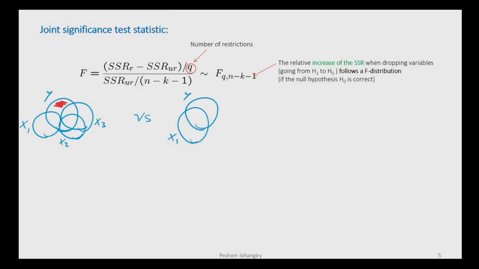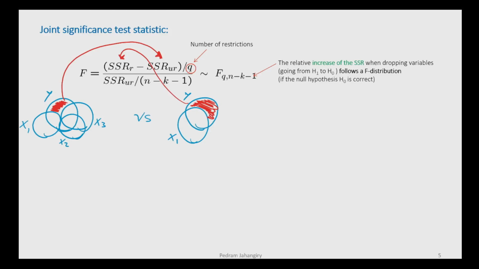This is my SSR unrestricted. This is my SSR restricted. Not surprisingly, it's going to be bigger, right? Then if the difference between these two red shaded areas is large, it means that our F statistic is large. If F statistic is large, we reject the null.